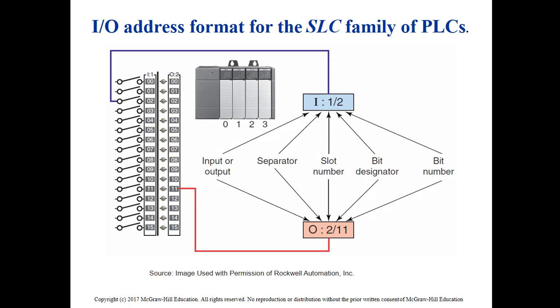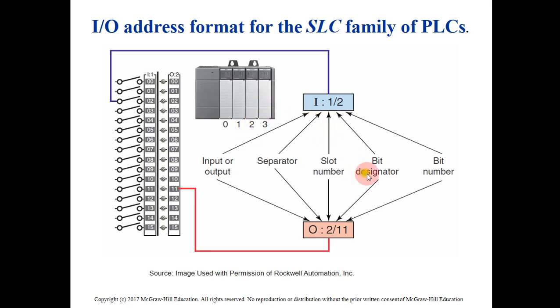This is how the addressing is given to slots or terminals using the SLC family controller, and we already saw this in chapter 5 when we talked about addressing. So for example, if you have this address I1/2, this is an input address. Since it is I, it is input. If it's O, it will be output. Then we have the separator, and then we have the slot number. The slot number represents which slot it is: slot number 0, 1, 2, 3, depending on which slot the device is connected to.